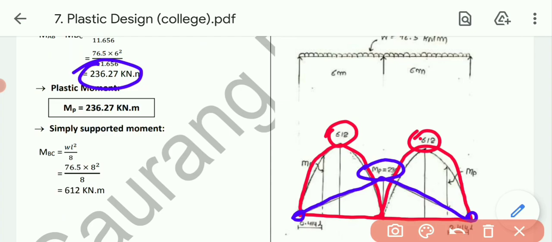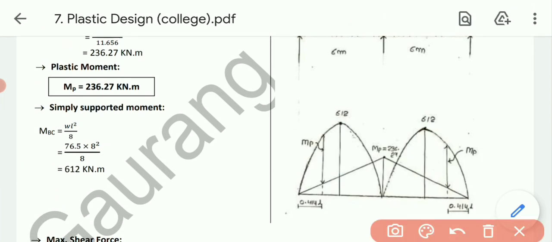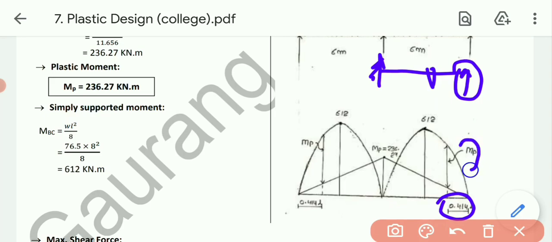Now we have already seen in the previous example that in the case of a prop cantilever beam, let me draw a beam over here. This one is a prop cantilever beam. From the prop, at a distance of 0.415 L, the plastic moment will be produced. So this one will be the plastic moment MP. From this side also, let me do the figure first of all.